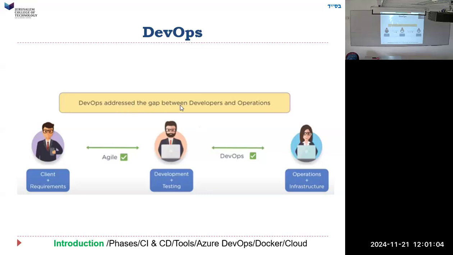DevOps addresses the gap between developers and operations. In other words, they're all one happy team now. Not only is the development team talking to the clients and getting requirements and the testing team, but also the operations and infrastructure people are involved in the development of the product along the way.